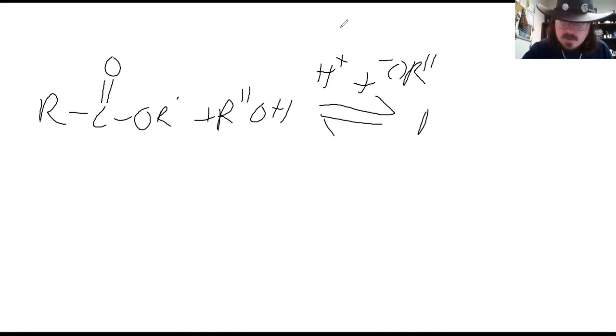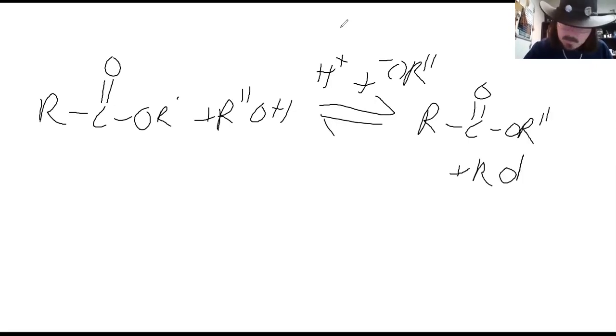But either way, we can use that to form our different ester and our singular alcohol. Once again, it is reversible. All these guys are reversible. So we have to think about this in terms of how do you make one product favored versus the other. So it's always going to be forcing one way or the other.